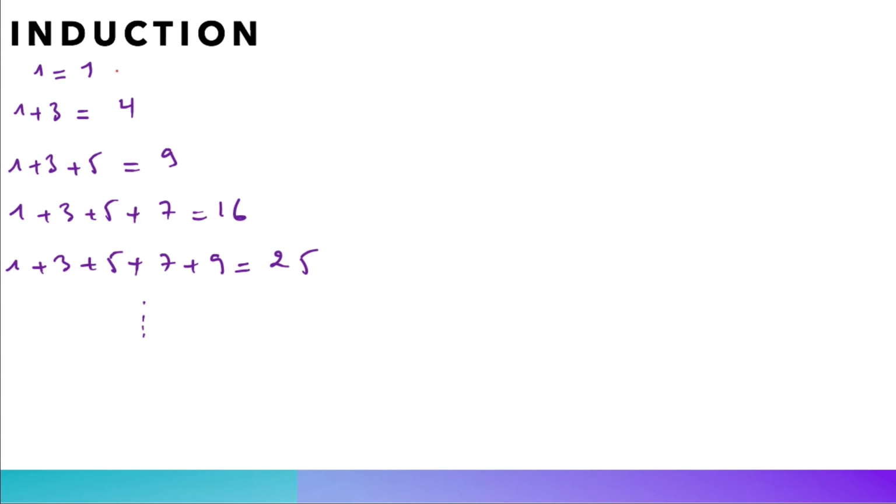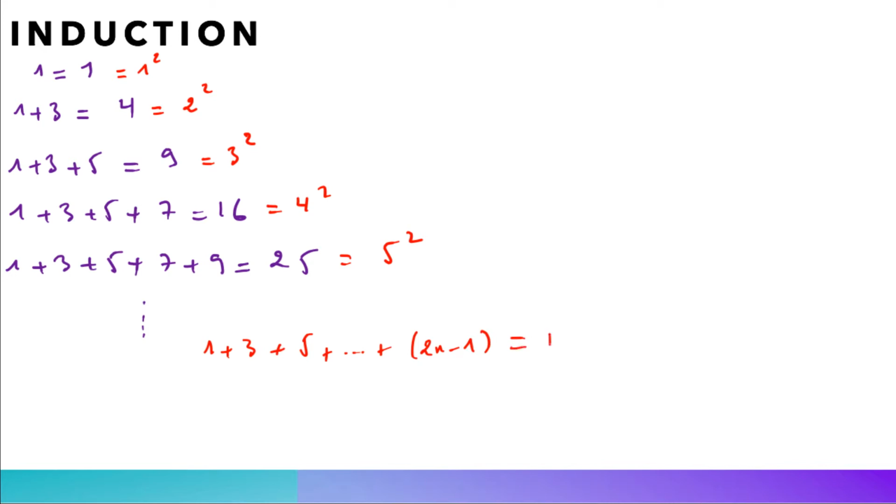Interesting. We notice here that 1 is equal to 1 squared, 4 is equal to 2 squared, 9 is equal to 3 squared, 16 is 4 squared, and 25 is 5 squared. Thus, we notice from these first examples that the sum is always a perfect square. And one can conjecture that more generally, 1 plus 3 plus 5 plus 3 dots plus 2n minus 1 is equal to n squared. So the natural question is: is this true for every positive integer n?